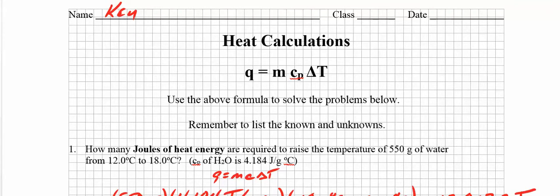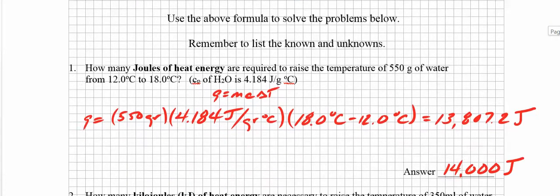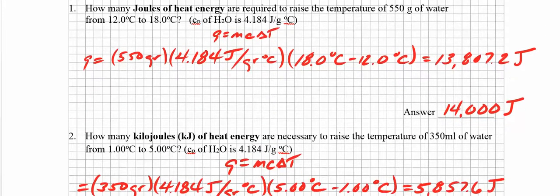Number one says, how many joules of heat energy are required to raise the temperature of 550 grams of water from 12 to 18 degrees Celsius? And they tell me the specific heat of water is 4.184 joules per gram per degree Celsius. So here's how we're going to proceed. We're going to start with the main formula. Q is equal to MC delta T.